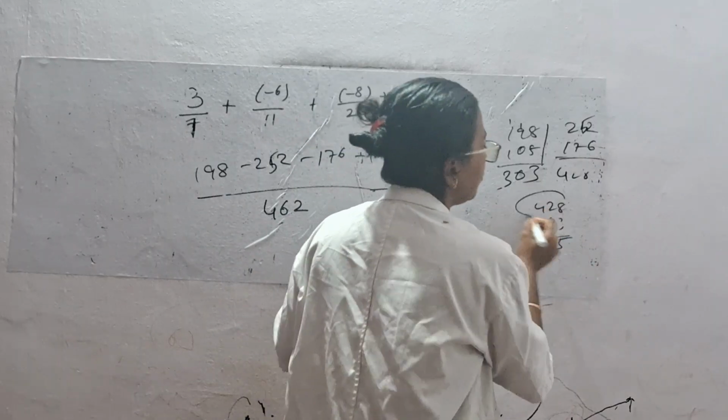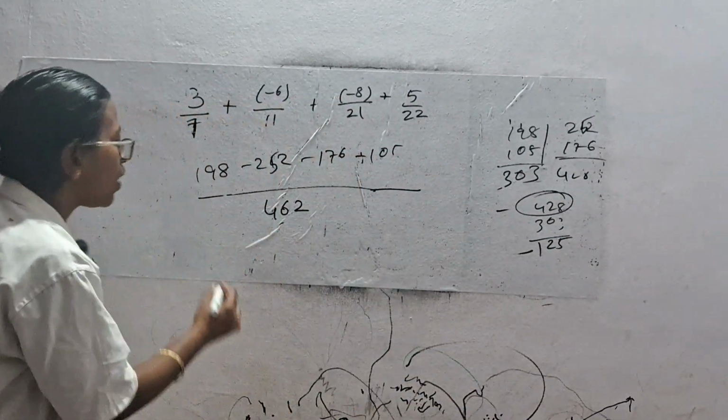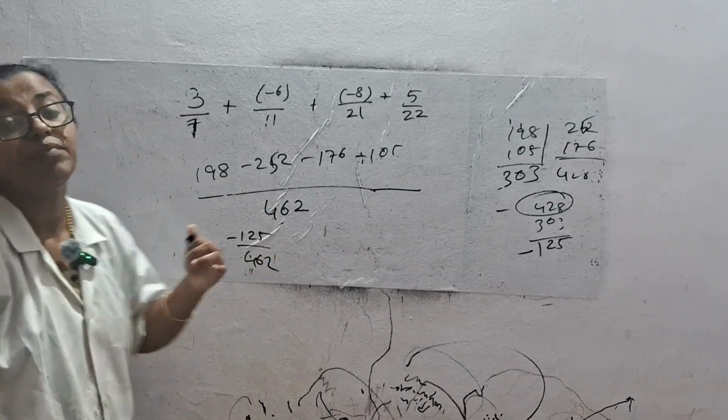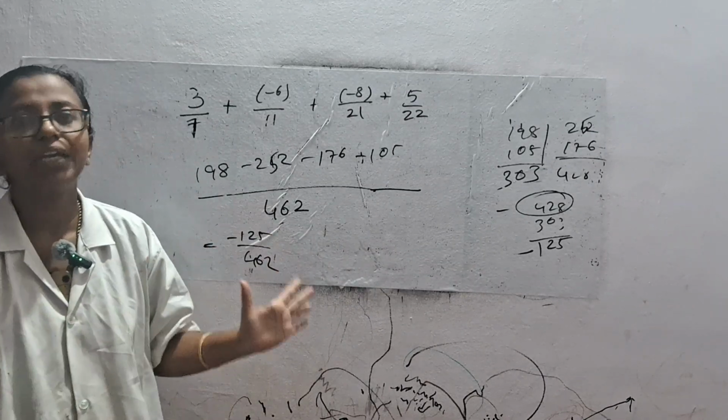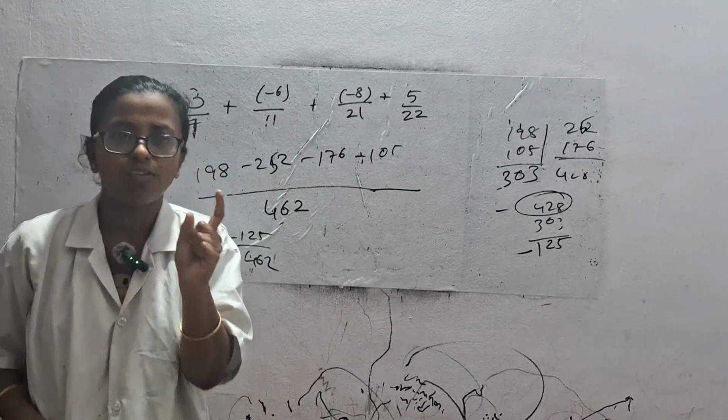Which sign is greater? Minus 428. So we are including the minus sign. So the answer is minus 125 by 462. Here we can make mistakes. It is a very big calculation. Now using the properties, we can easily solve the answer.